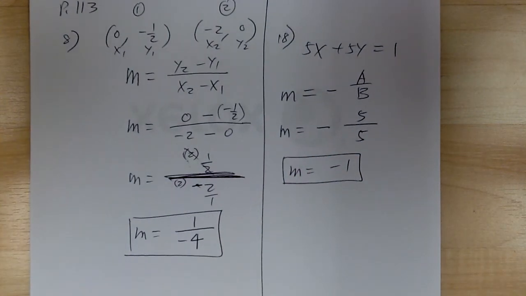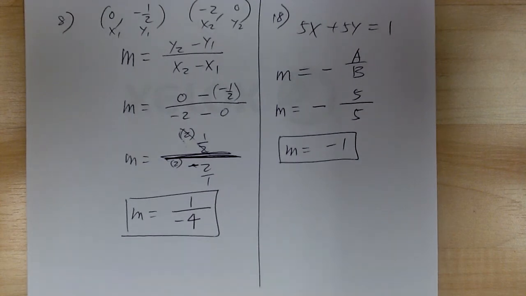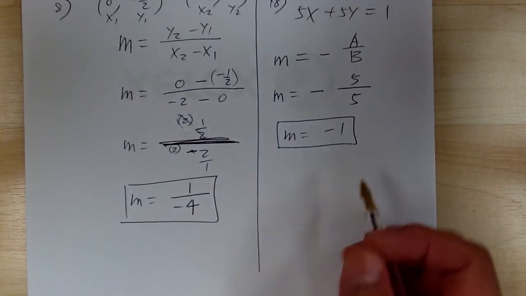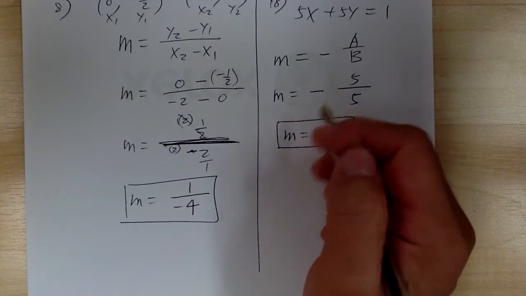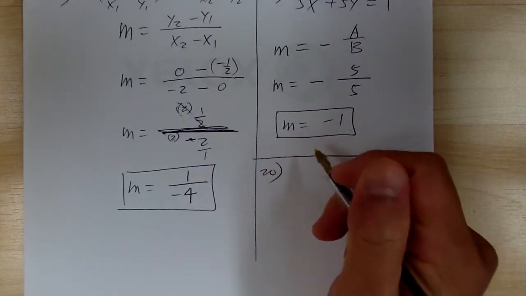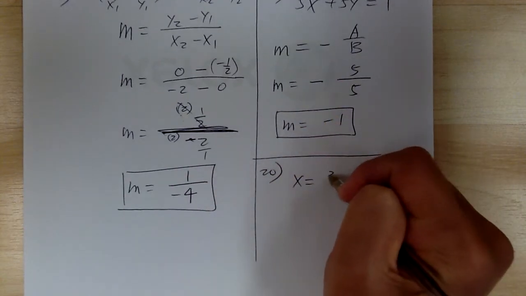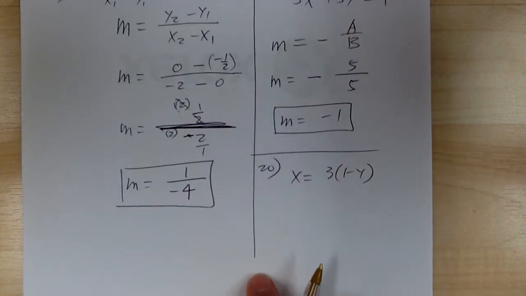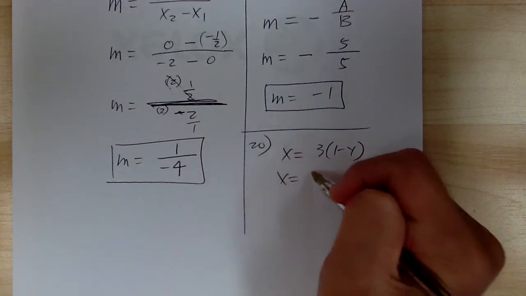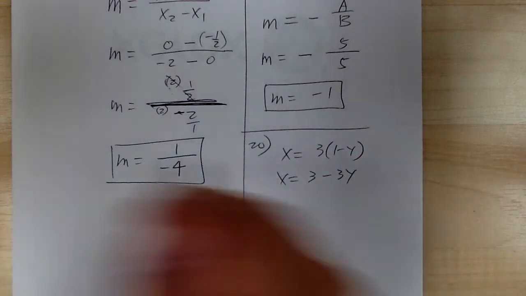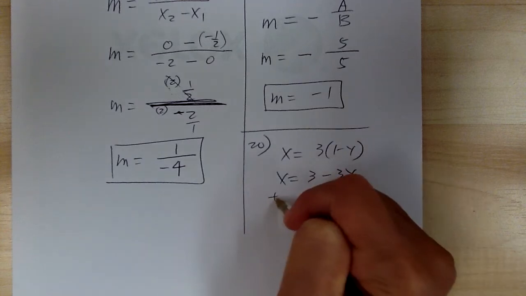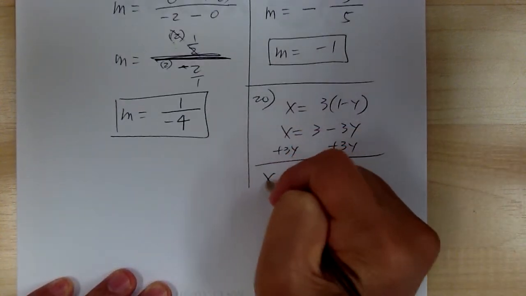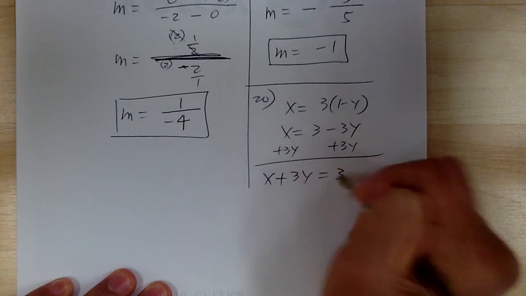Now what happens if the equation is kind of messed up, if it doesn't look like that? Let's say if you have something like number 20. You have x equal to 3 times 1 minus y. Okay, well, you have to make it into that form, right? You have to make it into standard form. So you have to multiply out. Then you have to move things around. So plus 3y, right? You have to move to this side. So you have to make it into a standard form.